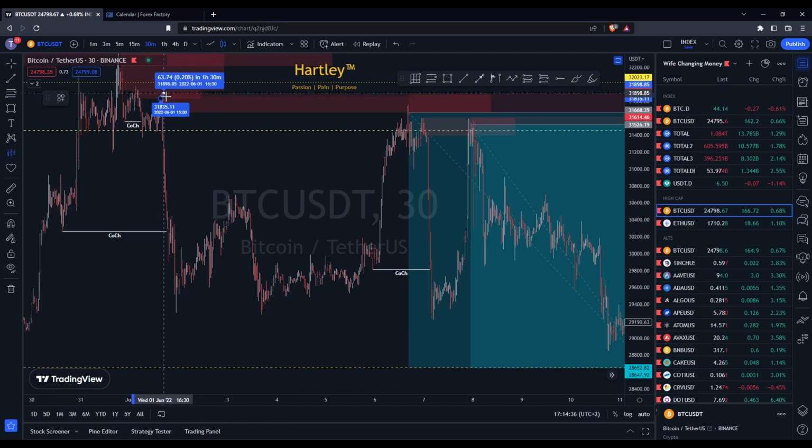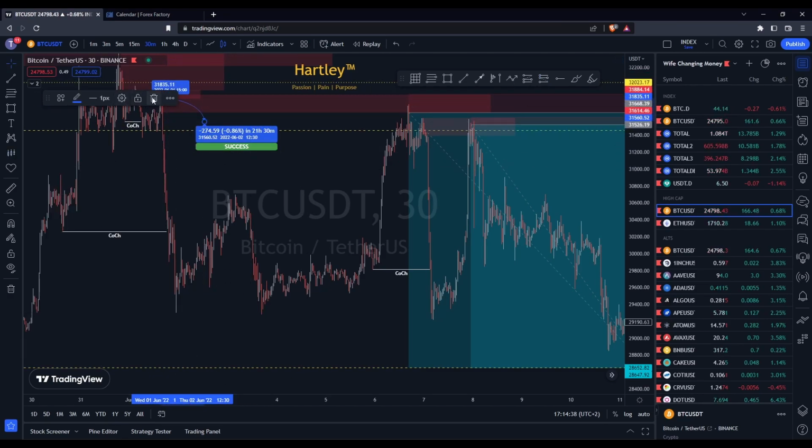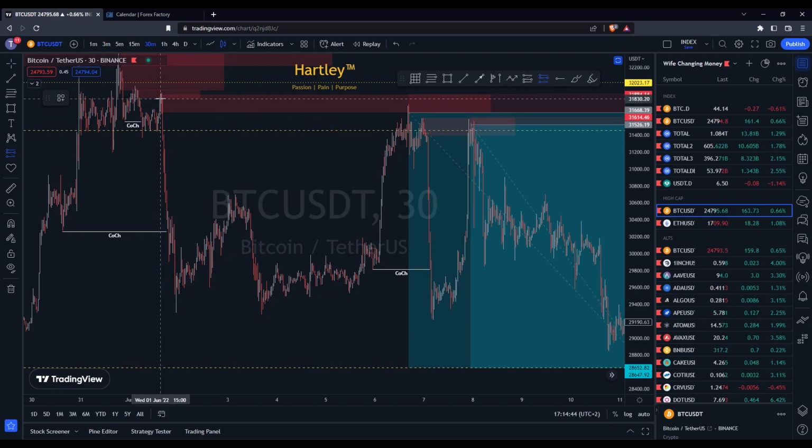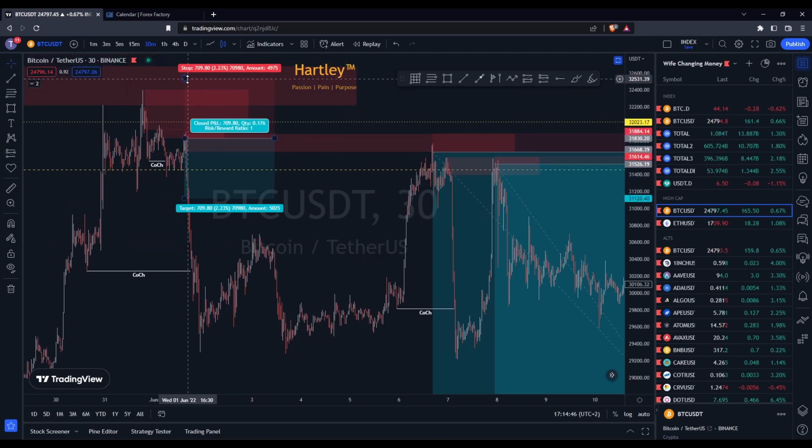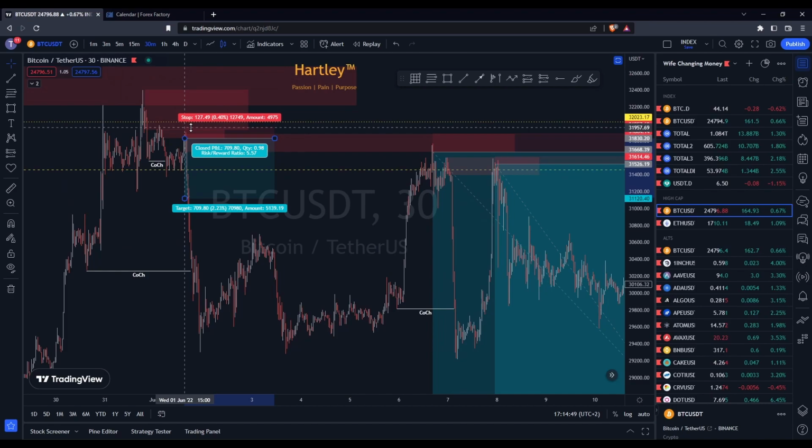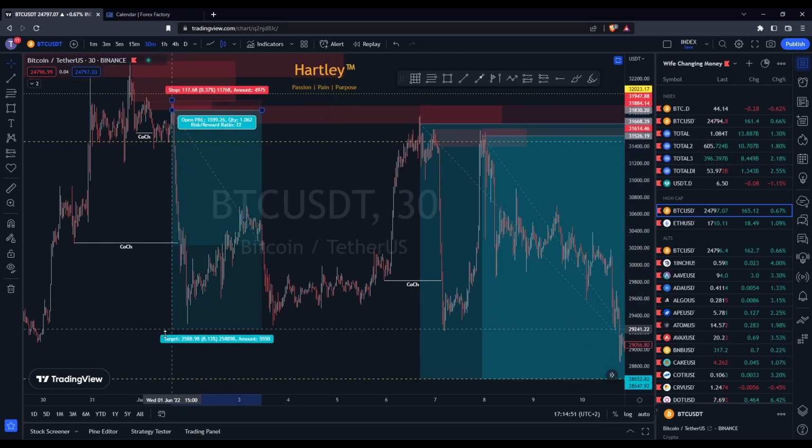That has got way more confirmation than just trying to catch the high of the range or trying to catch the low of the range. And it does get very stressful because I used to do that.